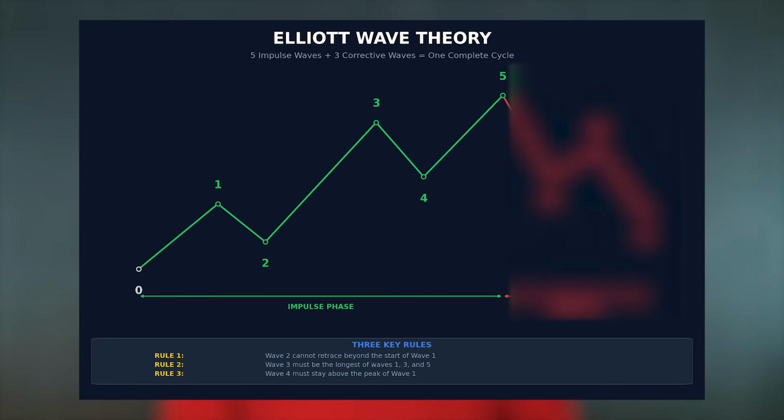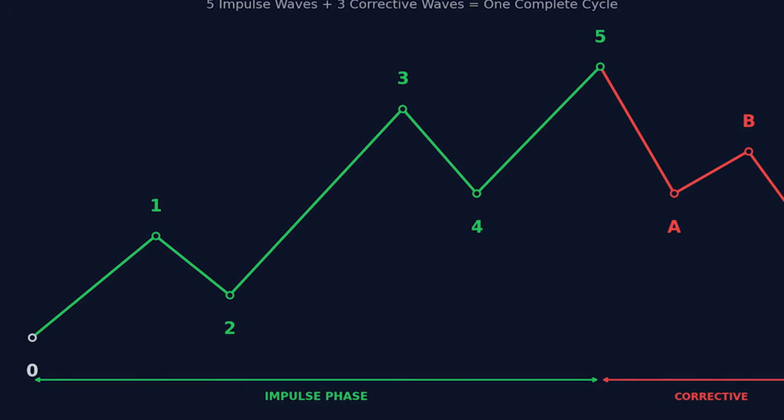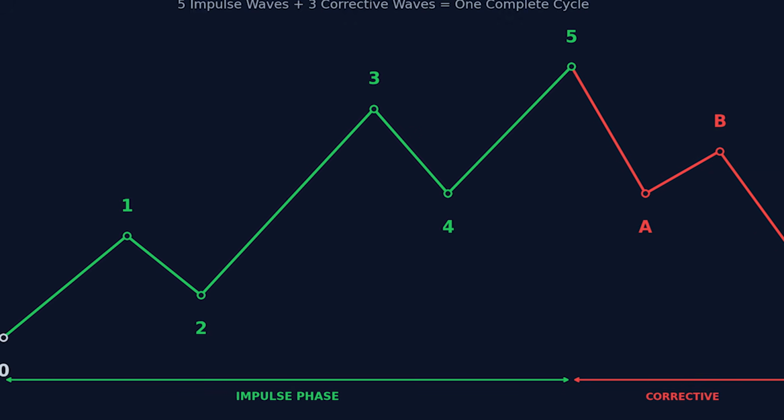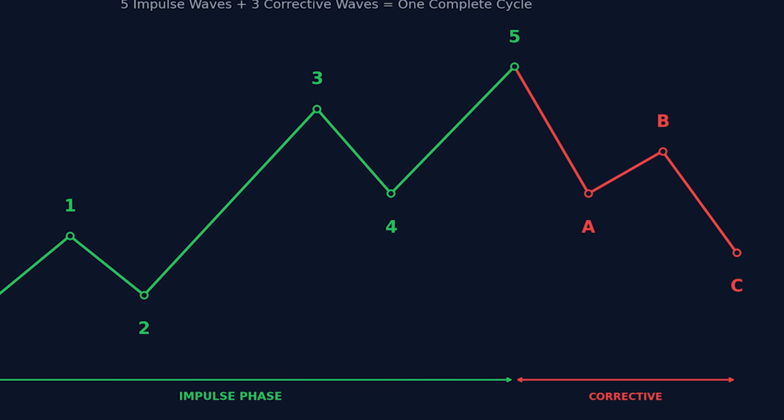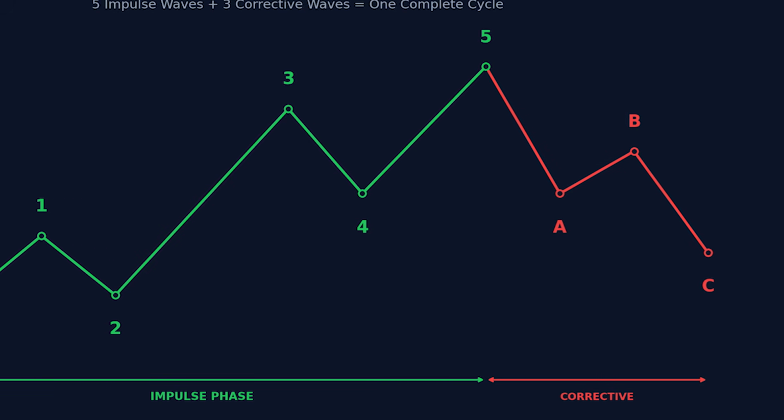Now, the Elliott wave theory is next. This strategy suggests that markets move in predictable cycles. To be specific, 5 impulse waves, numbered 1 through 5, followed by 3 corrective waves labeled A, B, and C. There are specific rules to follow. Wave 2 can't retrace beyond the start of wave 1. Wave 3 has to be the longest among waves 1, 3, and 5, and wave 4 has to stay above the peak of wave 1.